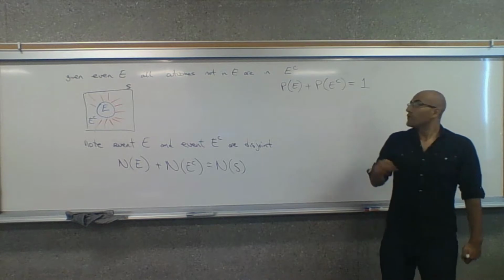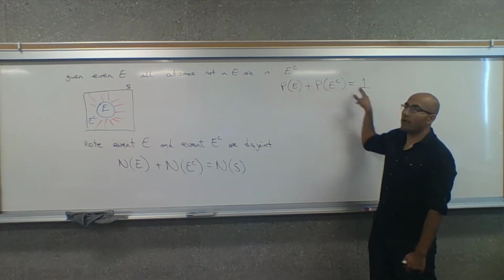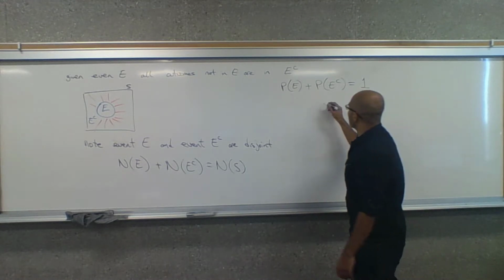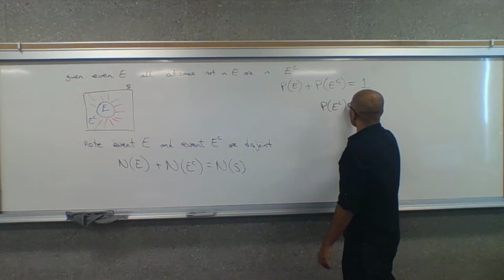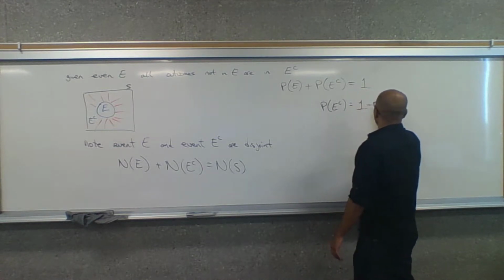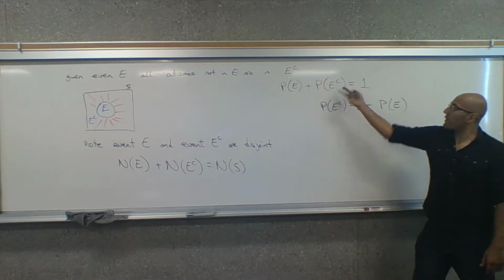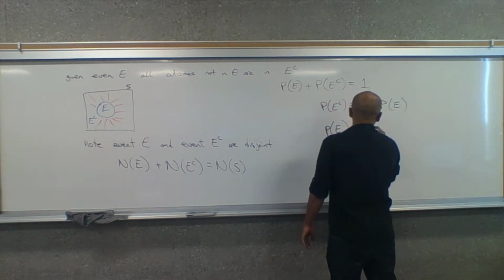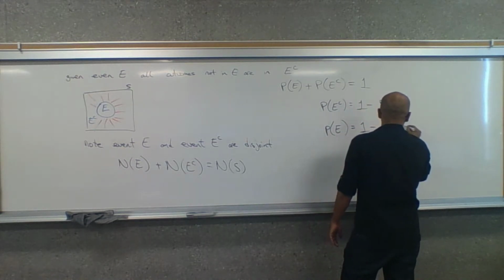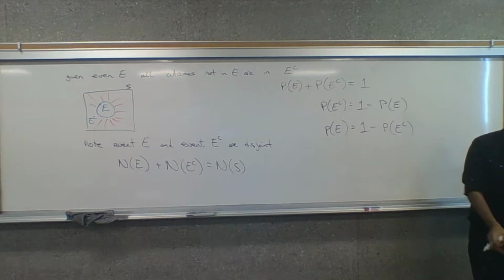Good? So by that reason, we can use this simple statement to solve for one or the other. We can use some simple algebra here and say that the probability of E complement equals 1 minus the probability of E. Or the other way around, we can say that the probability of E is equal to 1 minus the probability of E complement. Depending on the word problem, one might be useful versus the other.